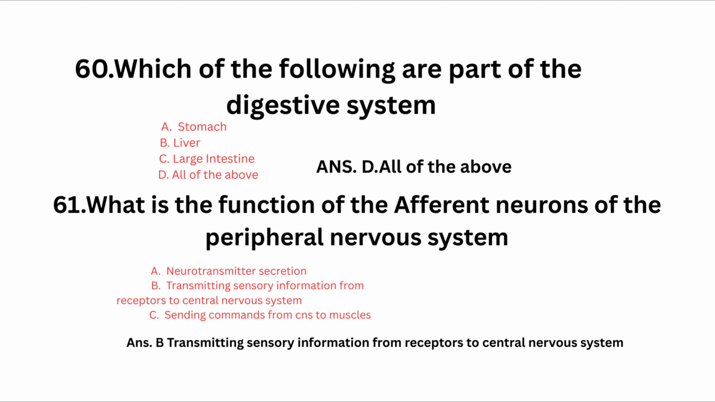60. Which of the following are part of the digestive system? A. Stomach, B. Liver, C. Large intestine, D. All of the above. Answer D. All of the above. 61. What is the function of the afferent neurons of the peripheral nervous system? A. Neurotransmitter secretion, B. Transmitting sensory information from receptors to the central nervous system, C. Sending commands from the CNS to the muscle. Answer is B.